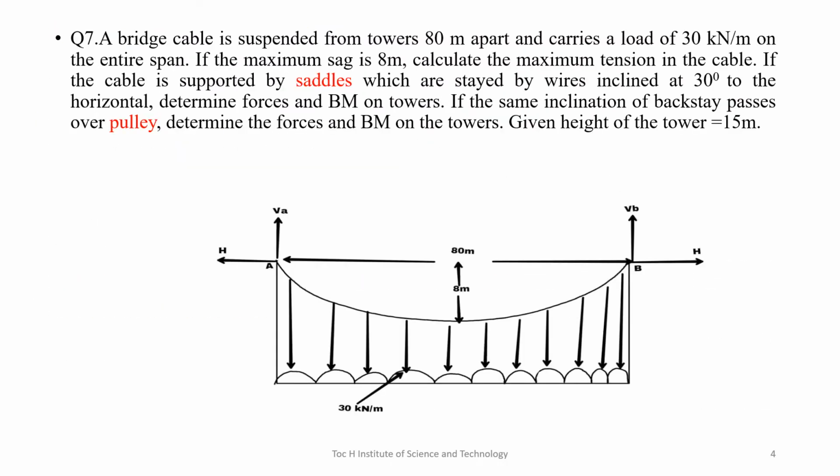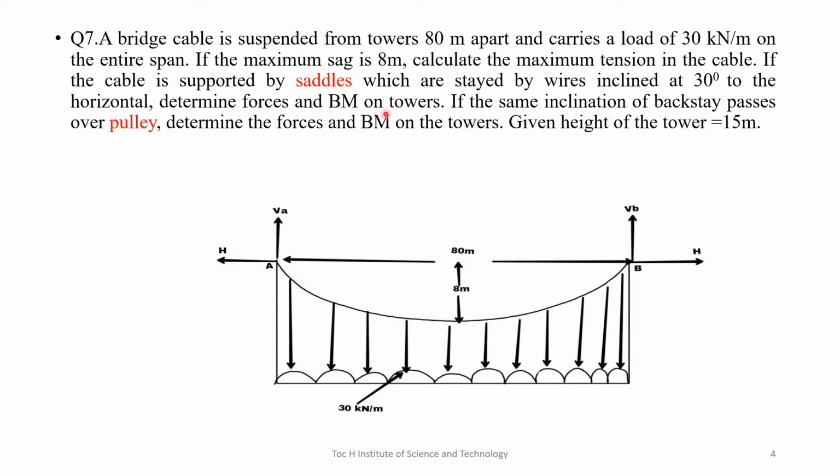Okay, now let's take a problem. A bridge cable is suspended from towers 80 meters apart, so that the length of the span is 80 meters, and carries a uniformly distributed load of 30 kilonewton per meter on the entire span, so that W is equal to 30 kilonewton per meter. If the maximum sag is 8 meters, calculate the maximum tension in the cable if the cable is supported by the saddles which are stayed by wires inclined at 30 degrees to the horizontal. That means alpha is equal to 30 degrees.